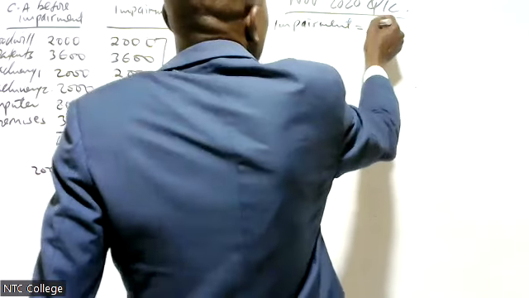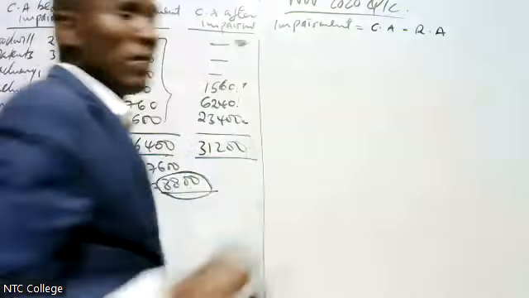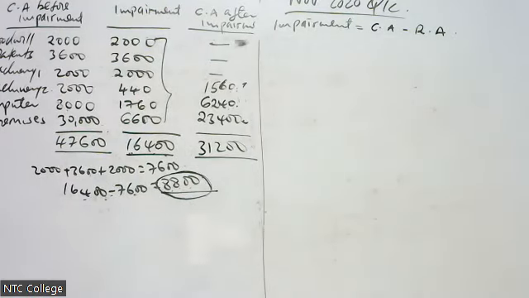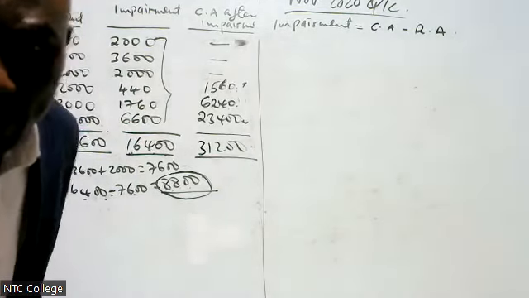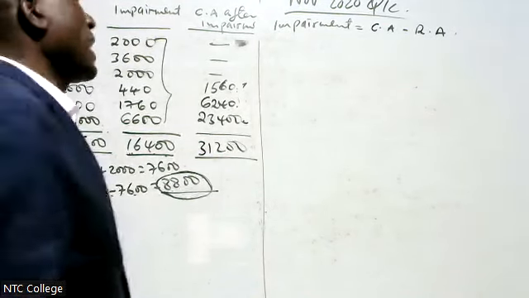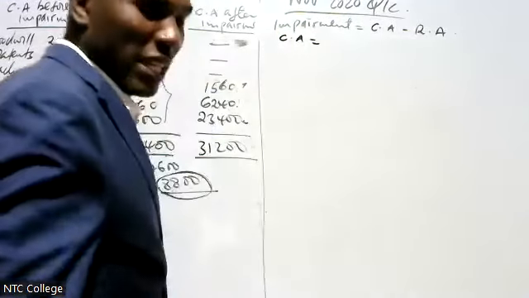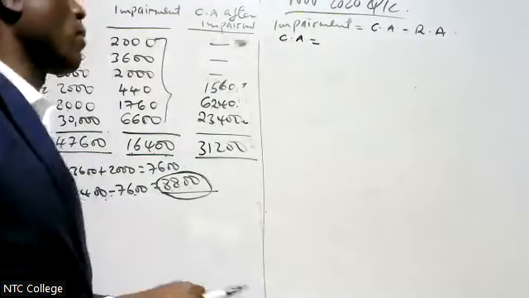Impairment equals carrying amount minus recoverable amount. That is the first step you do. Carrying amount minus recoverable amount. Therefore, we ask ourselves, carrying amount is how much? When you check this question, carrying amount is the book value.